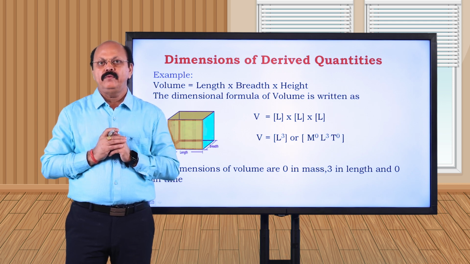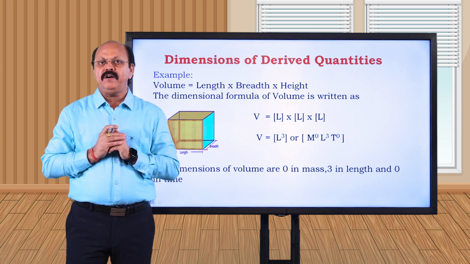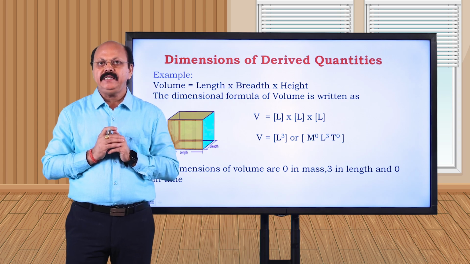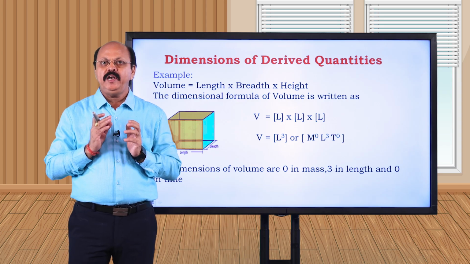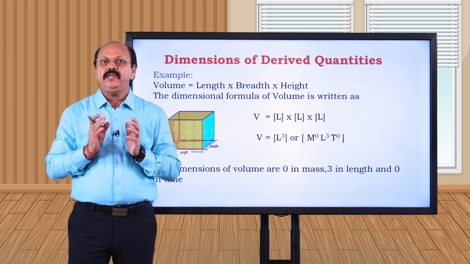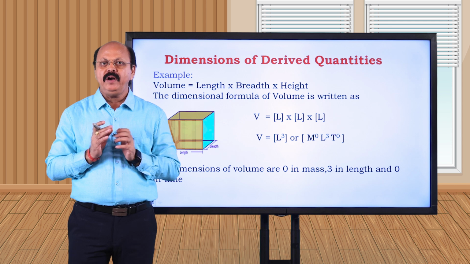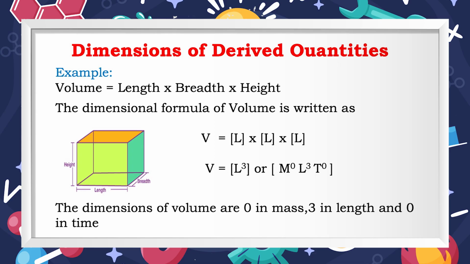For example, volume. The volume formula is length into breadth into height. Then the dimensions of length, breadth and height are the same, that is L. Then the dimensional formula of volume is written as volume equal to L into L into L, that is L cube, or we can write [M^0 L^3 T^0] in a square bracket. The dimensions of volume are 0 in mass, 3 in length and 0 in time.